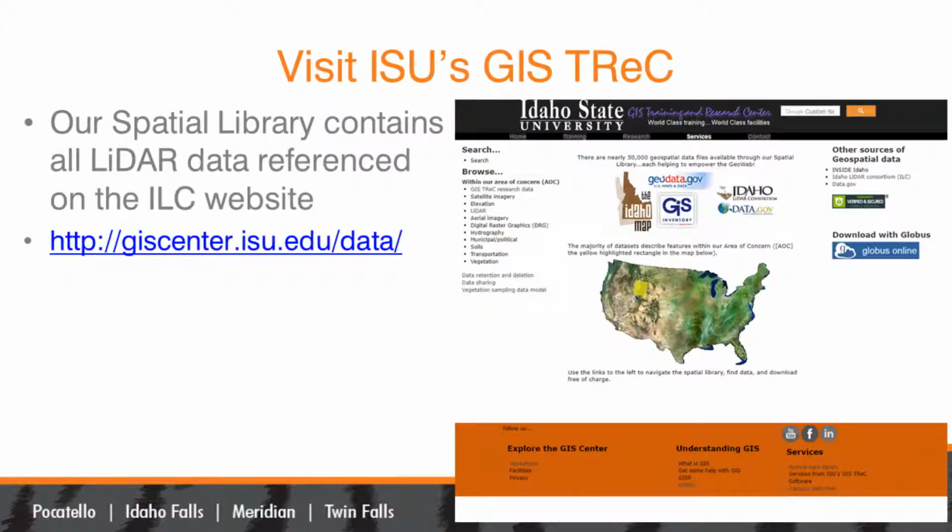So now what you're going to do is visit the GIS Center's website, and specifically our spatial data library. There's a link to it, so you can jump to it automatically. You'll see that all the LIDAR data on the ILC website is referencing this server. So we end up at that page. We'll then click on LIDAR to jump into that specific page.